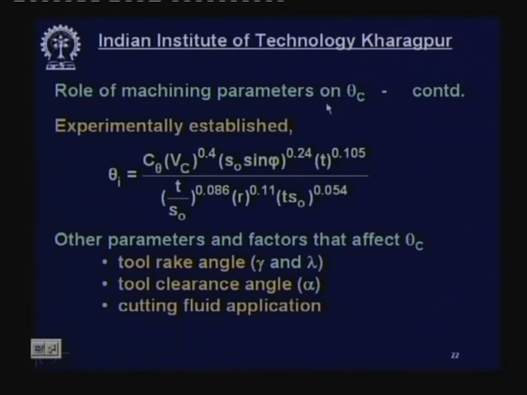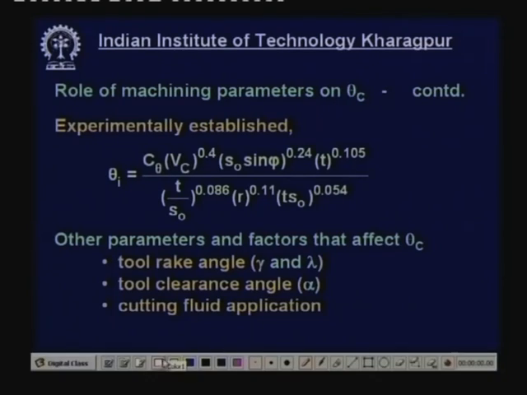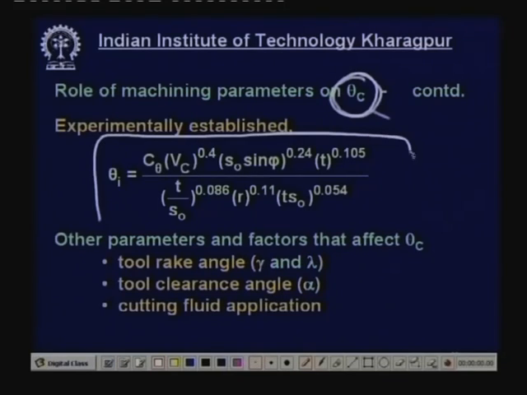Now, the role of machining parameters on the cutting temperature, the general average cutting temperature. This is the overall average cutting temperature denoted by theta c. Basically, this is very close to the maximum temperature at the chip tool interface. A lot of experiments have been carried out, a lot of analysis has been done, and ultimately an expression like this has been arrived at. It is a very beautiful equation which depicts the role of various parameters on the cutting temperature.